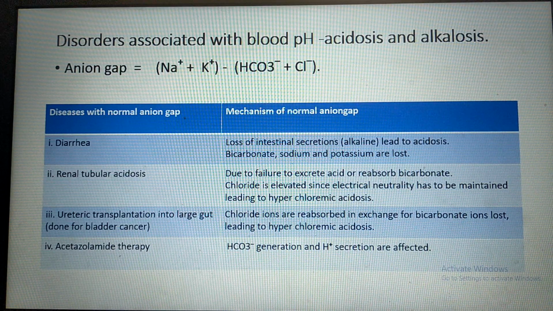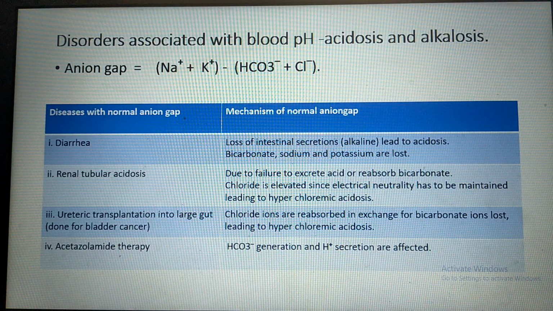Next cause is renal tubular acidosis. In this case, as the name suggests, the kidney will not be able to excrete the H plus ions, and it will also fail to reabsorb the bicarbonate ions. Generally, we have seen the mechanism where the kidney excretes the H plus ion in exchange for sodium ion. Here, the kidney fails to excrete the H plus ion, meaning that H plus ion will be retained in the body. Therefore, it is called acidosis.